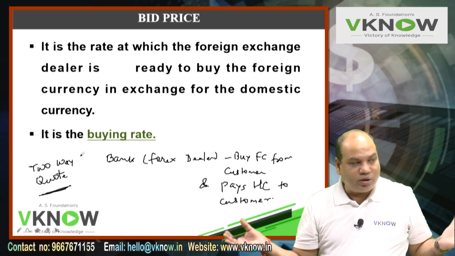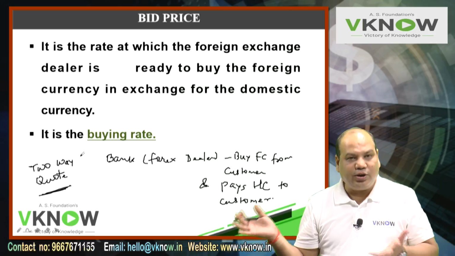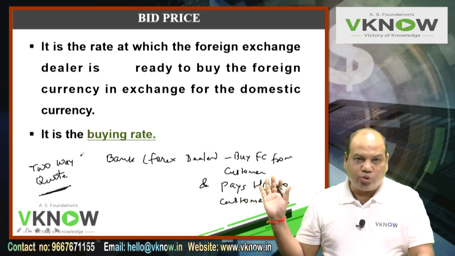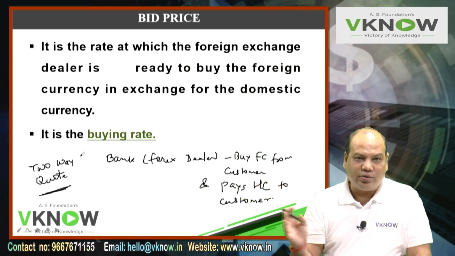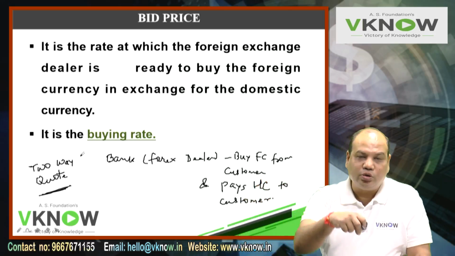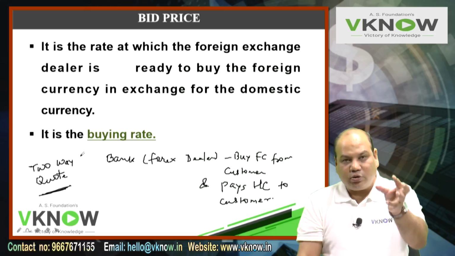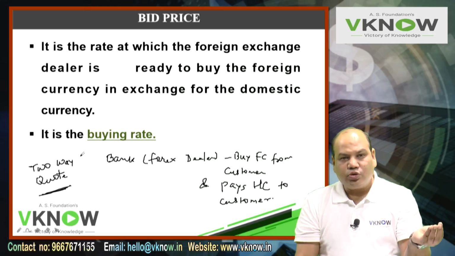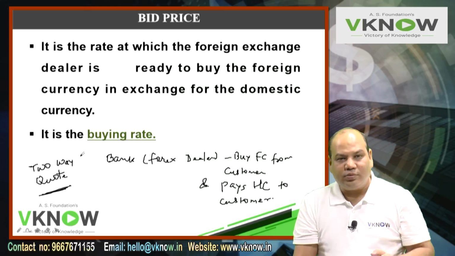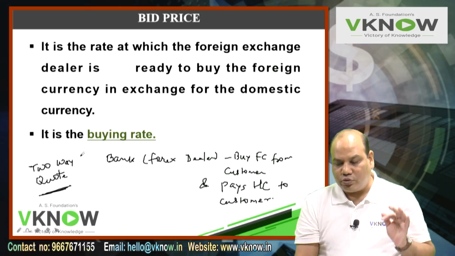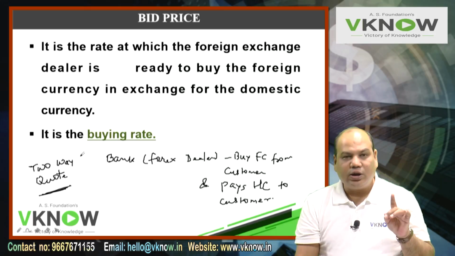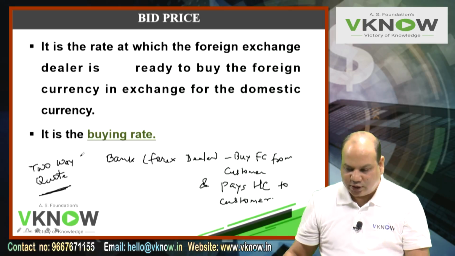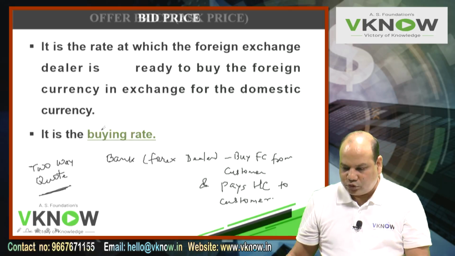Because there can be some customer, like an exporter, who wants to sell their dollar to the bank. They want to convert dollar into rupees. But there will be an importer who wants to convert rupees into dollar. So to the exporter they will apply the buying rate, to the importer they will apply the selling rate. So it is the buying rate.